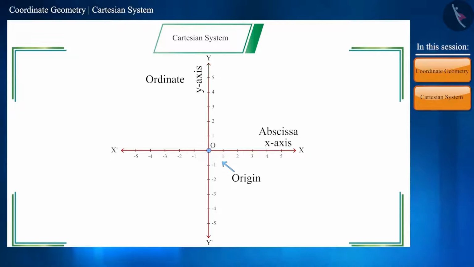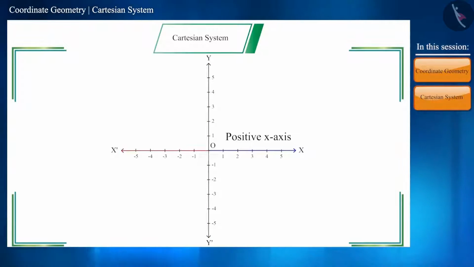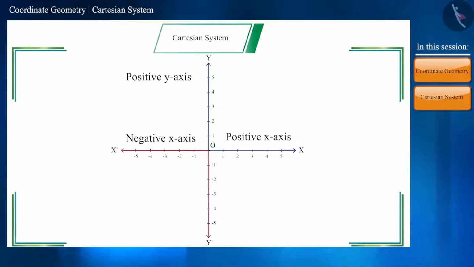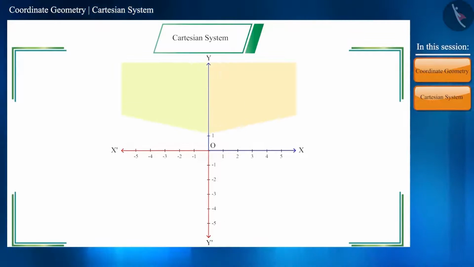The x-axis to the right of 0 is called the positive x-axis, and the x-axis to the left of 0 is called the negative x-axis. Similarly, the upper part of 0 is the positive y-axis, and the lower one is the negative y-axis. These x and y-axes divide the plane into 4 parts. These parts are called quadrants. These are named in the anti-clockwise direction as follows.